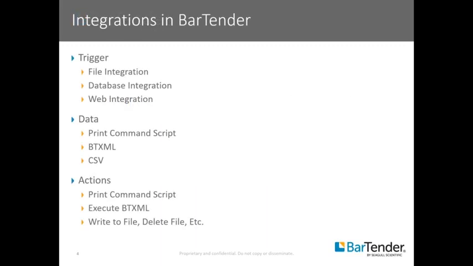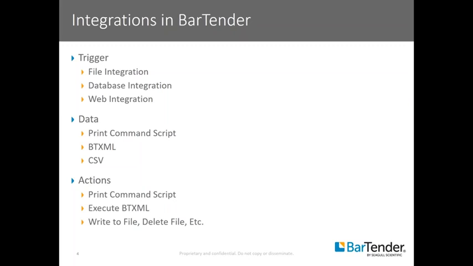Before we actually begin to discuss the specific integration we'll be building today, I'd like to quickly cover three of the main components that make up your integration. At this point in the process, your label's already designed and you're ready to integrate it with your system or other piece of software. The three main things I usually like to take into account are the trigger, the data, and the actions that will be executed. The trigger is what initially triggers the integration to occur.